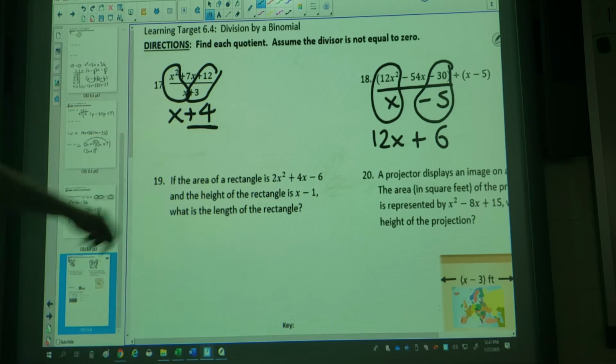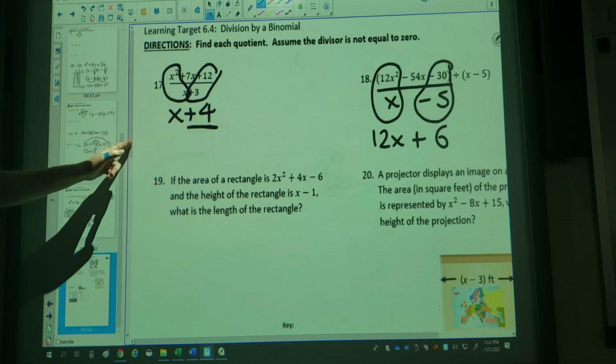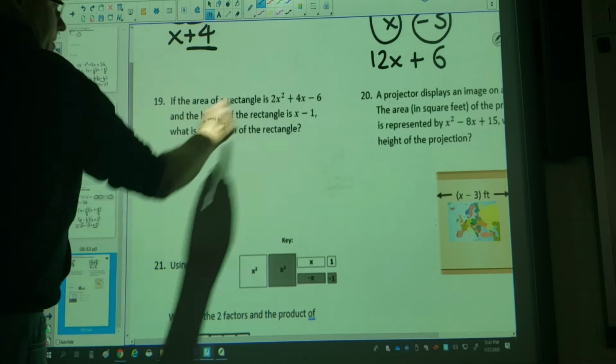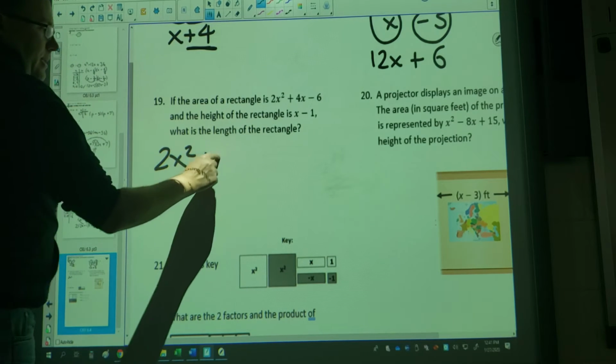Now, question 19 initially might not look like the same topic at all. When you find the area, what you do is you multiply two things together. So if you want to find a missing dimension, what you actually do is you divide by one of the dimensions you know. So question 19 is actually the same question.